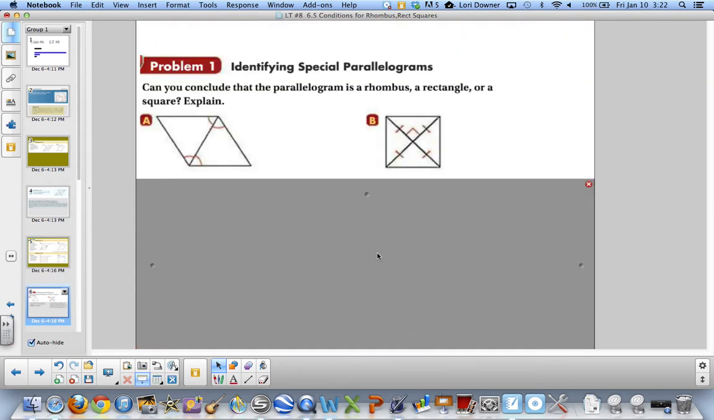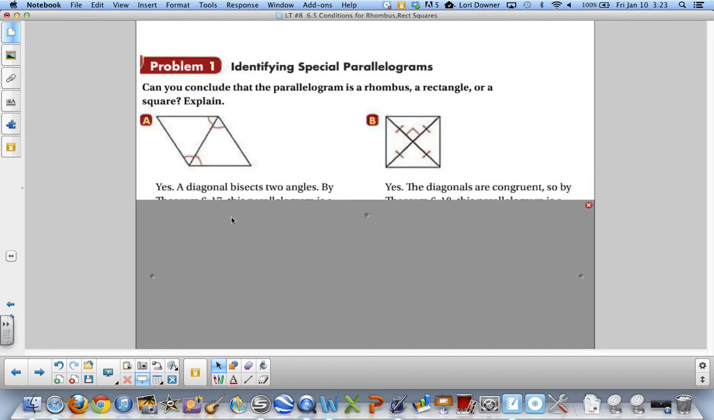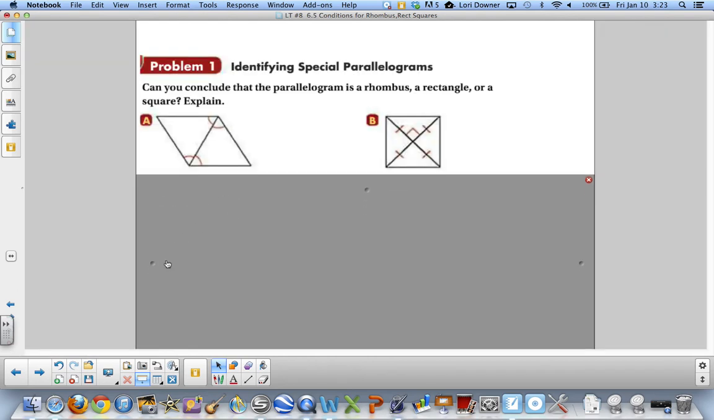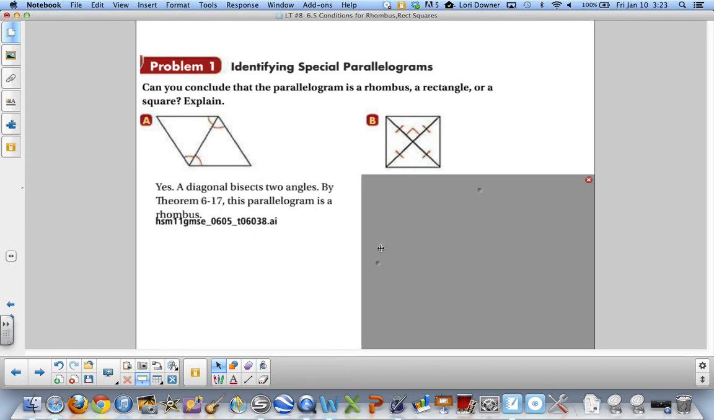Let's identify special parallelograms. Can you conclude that the parallelogram is a rhombus, a rectangle, or a square? Let's explain. In A, we can see that this diagonal is bisecting this angle as well as this angle. What can we conclude from that? Well, we can conclude that it is in fact a rhombus, because when a diagonal bisects two angles, then by theorem 6-17, this parallelogram must be a rhombus.